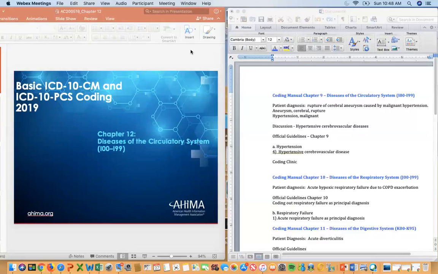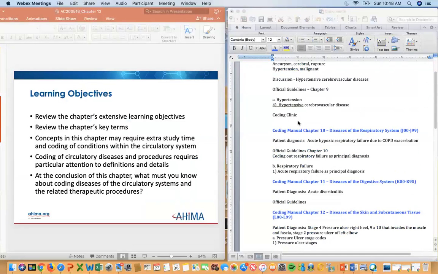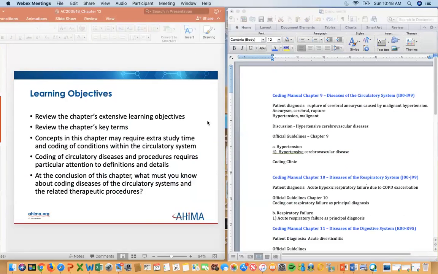This week I will be covering in the Coding Manuals, Chapter 9, Diseases of the Circulatory System, Chapter 10, Diseases of the Respiratory System, Chapter 11, Diseases of the Digestive System, Chapter 12, Diseases of Skin and Subcutaneous Tissue.